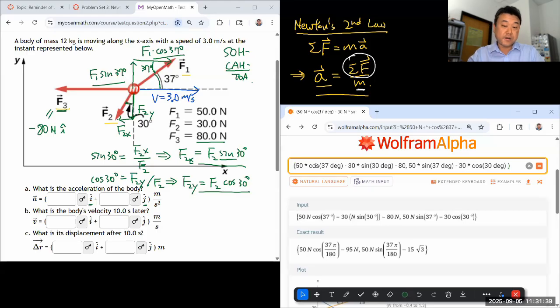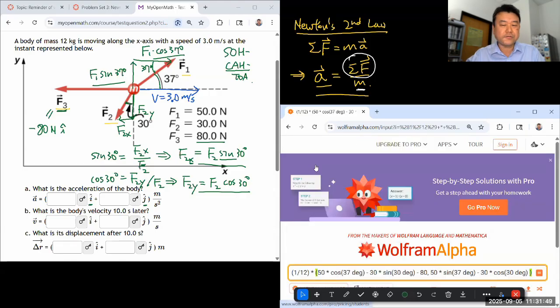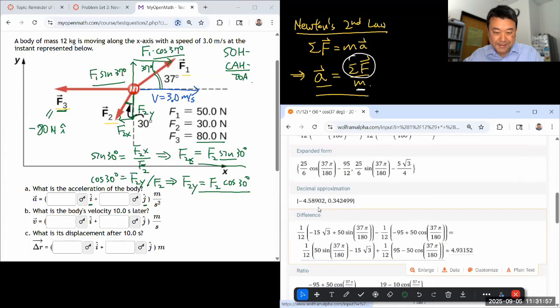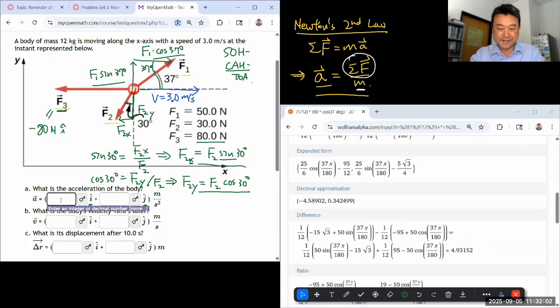To get the acceleration, you divide it by mass, or I can multiply by 1 over the mass, 12 kilograms. And it's all in basic SI units, so I didn't really need Wolfram alpha to do unit conversion for me. So let me just leave it here. And yeah, that's the form. And there it is, decimal approximation. So that should be right. Let's just try it and see.